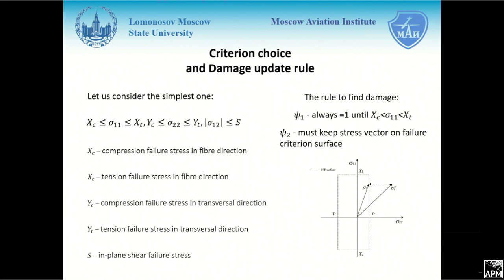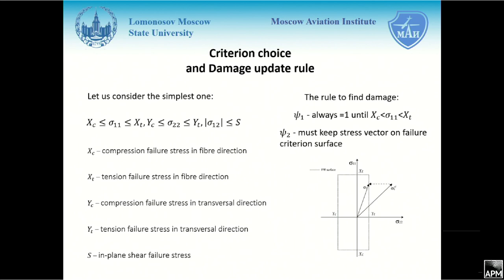We have to choose some failure criterion to analyze the results of experimental studies. A very simple criterion was used for this analysis, which includes the failure stress in fiber direction, failure stress in transverse direction, failure stress under compression in fiber direction, failure stress under compression in transverse direction, and shear failure stress.